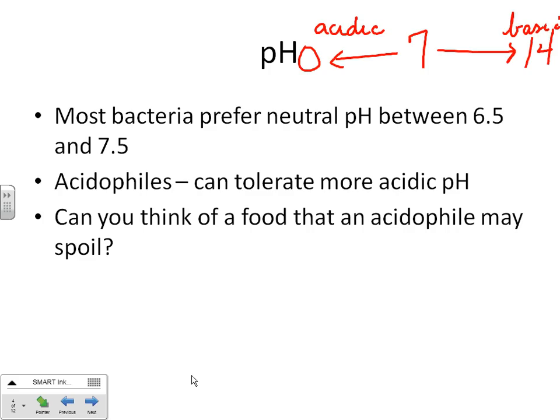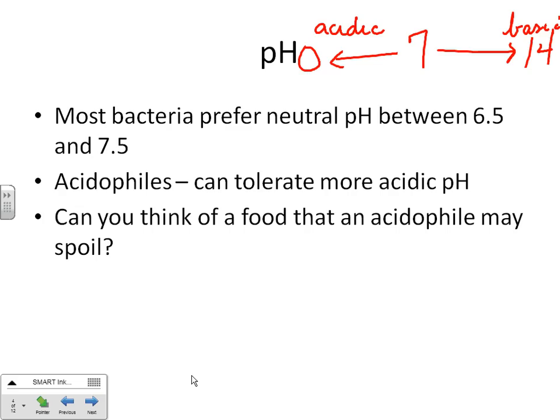99% of all microbes on Earth, especially bacteria, like neutral pH. They can vary a little, 6.5 to 7.5. So they can live in your blood. They can live in your lungs. They can live in your urine. Your pH in your body varies between 6.5 and 7.5.